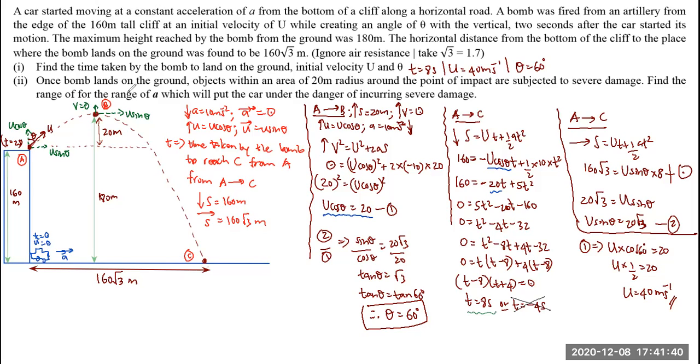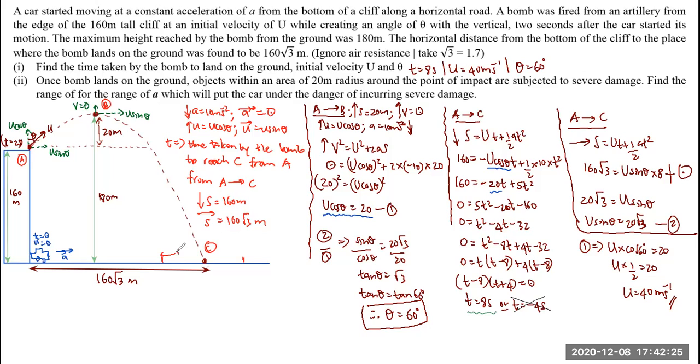Okay. Once the bomb lands on the ground, the objects within an area of 20-meter radius around the point of impact are subject to severe damage. Find the range of A, which will put the car under the danger of incurring severe damage. Now you can see the bomb is going to land here. The bomb is going to land here. So instead of this C for a while, this C. Right. If the bomb is landing here, from that point, a 20-meter radius is the danger zone.